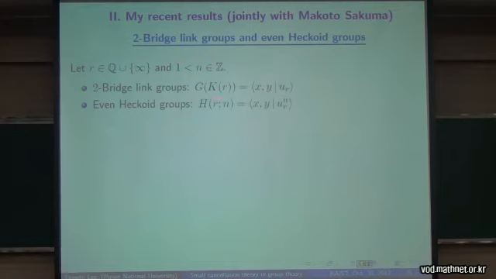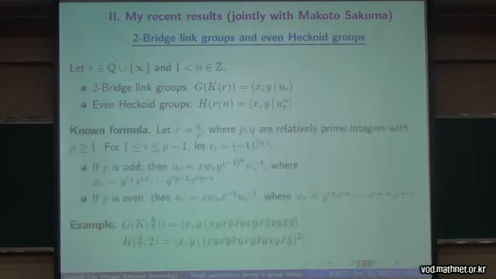There is a geometric interpretation of these groups. But for now, let me just introduce these groups in terms of group presentations like this. Two-bridge link groups are parameterized by an extended rational number, and the even Heckoid groups are parameterized by an extended rational number and a positive integer greater than 1. Both these groups have presentations with two generators and a single relator. And there is a known formula to find this single relator as follows.